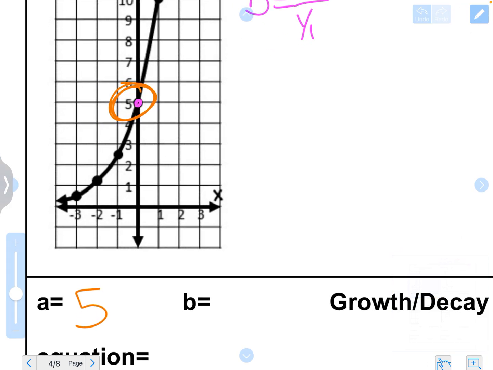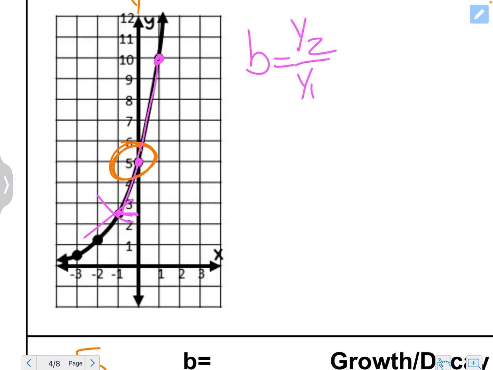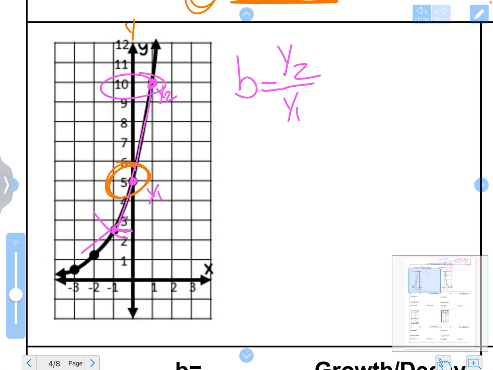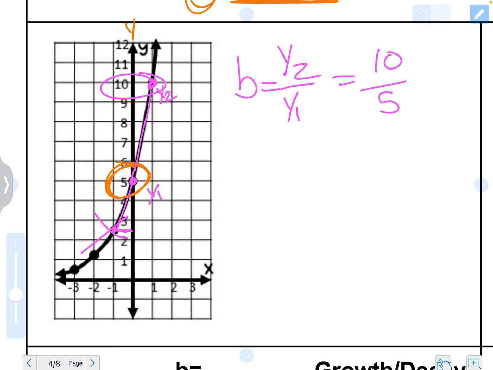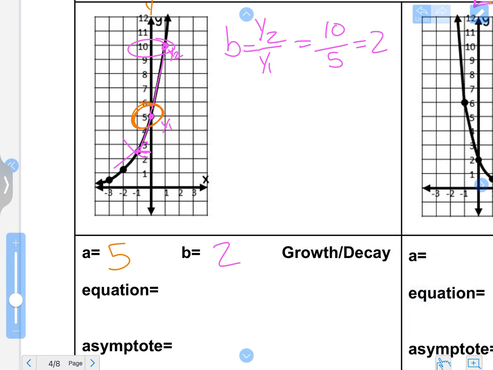So we're usually going to use our y-intercept as one of our values. If we go to the left, we notice this dot is in between two numbers, so I don't want to use that. So I'm going to go to the right, and the next one I find is 10. So the point that's on the left side is going to be my y1. The point to the right is going to be my y2. So we're going to go 10 divided by 5 for 2. So our b value is 2. And if our b is greater than 1, we know our graph is going to be growth, and we know that it's going to be growing.